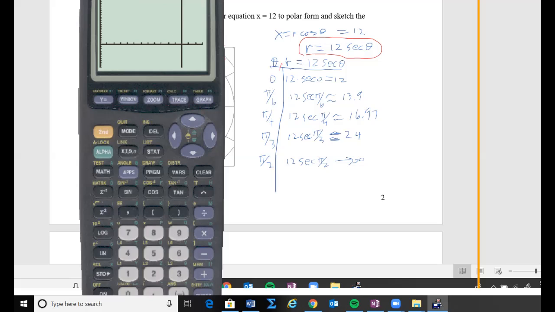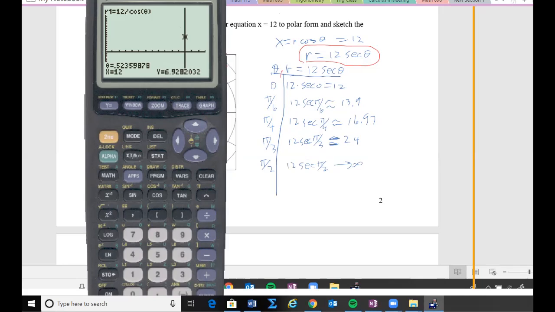Now you can do some tracing here. This is tracing, let's say 0 for theta. So we get x and y. They're not giving us r on this trace, just theta. It'd be nice to be able to see the r value, but I can't see that here. If we go to the table, you might see it.